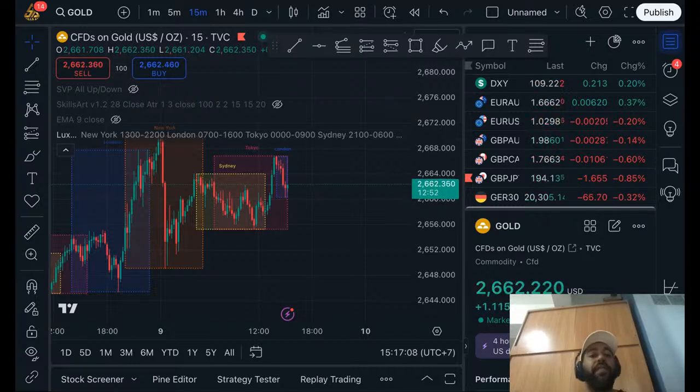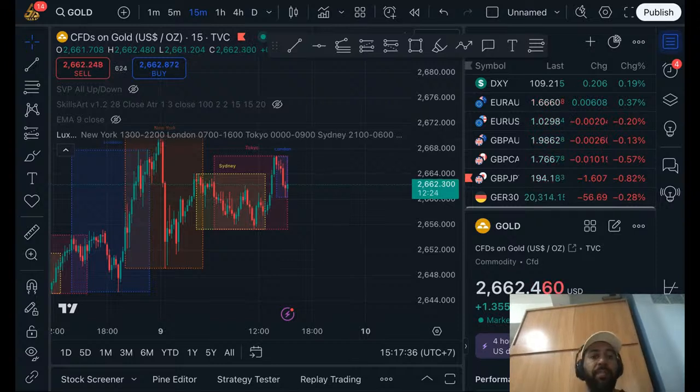So the fair value gap and the block order created by the sudden movement, which went up and did that breakout and swept the liquidity of the Asian session. That block order and fair value gap created from this movement is itself your area of protection.